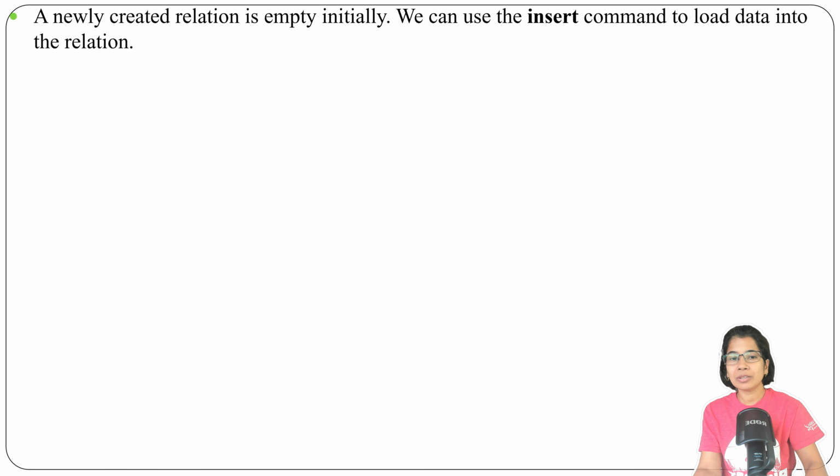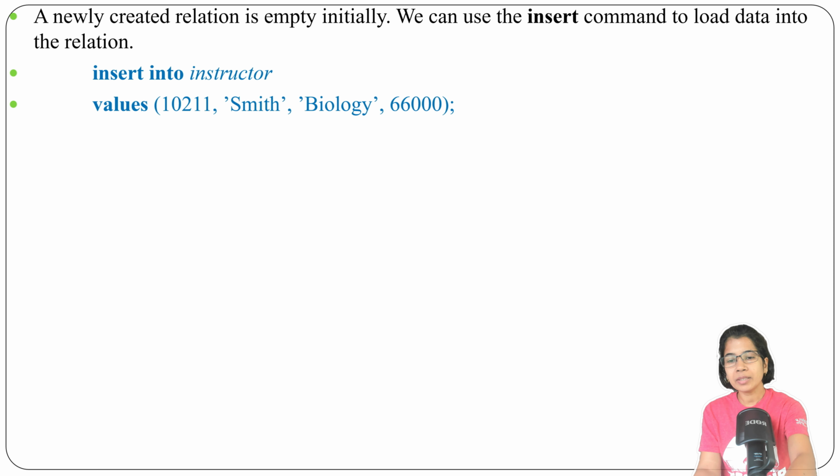Now how can we enter data? How can we enter a tuple into the relation? That we can do by using the insert command. We can write insert into, then the relation name, then the set of values for each attribute. Like insert into instructor values 10211, this is the ID, Smith, that's the name, department is biology, this is salary. So there are 4 attributes: ID, name, department name, and salary. For each attribute we can enter the value. By insertion we can insert tuples into the relation.